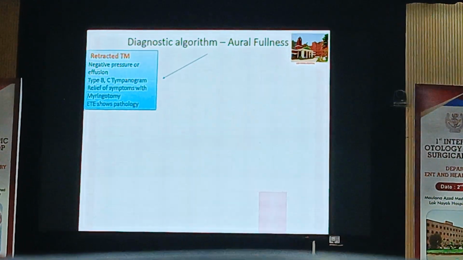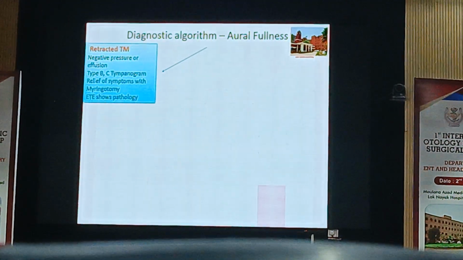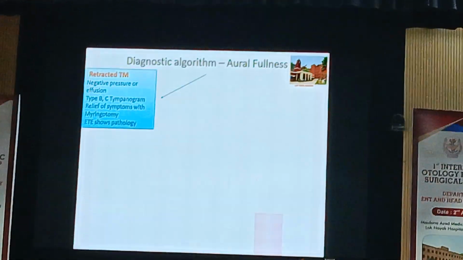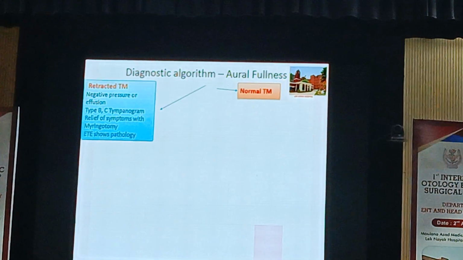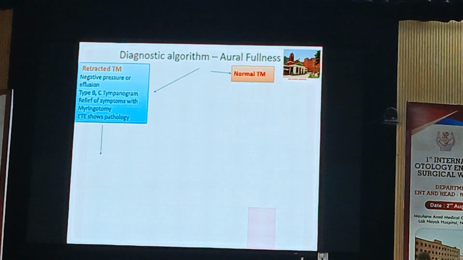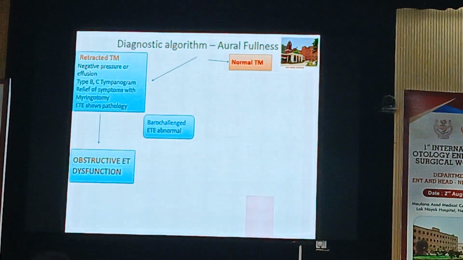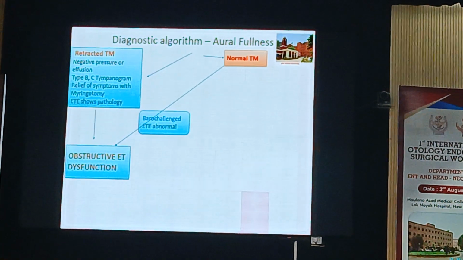A retracted tympanic membrane, a tympanogram like this, symptoms like this, with eustachian tube endoscopy. Then there is a patient who has a normal tympanic membrane. This patient who has a negative pressure is obviously an obstructive eustachian tube dysfunction. Then there can be a patient who has a barotrauma challenge. Normal tympanic membrane, obstructive dysfunction.